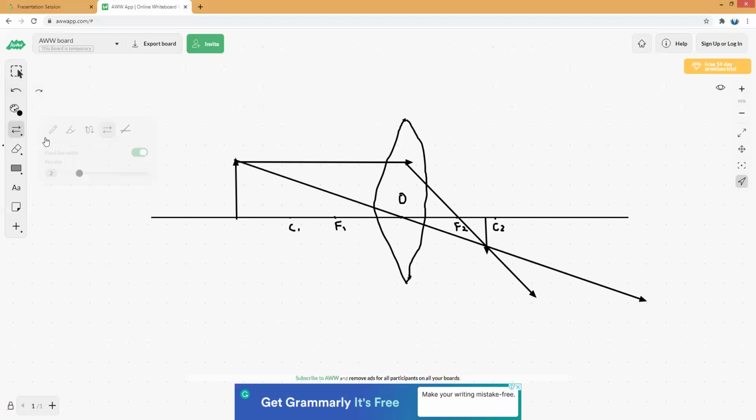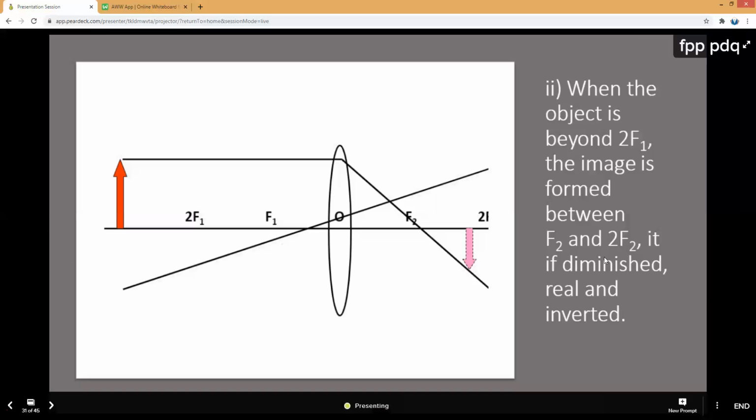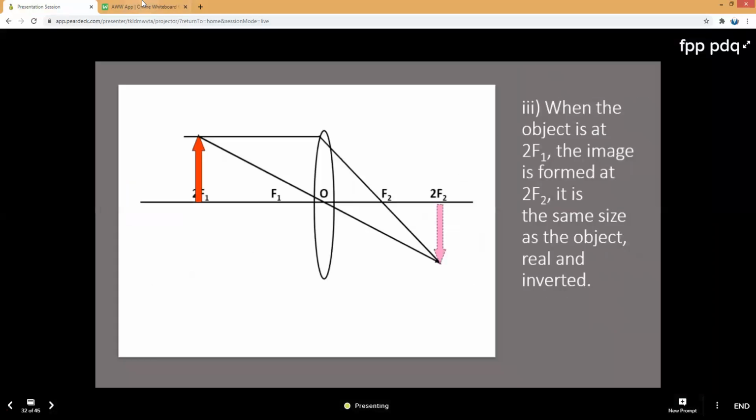Again, you need to draw the arrows and so on. Just keep that in mind. So the image is diminished, real, and inverted. It's obviously not point size. You can see it, the image is visible. Next one, the object at C, at 2f1.